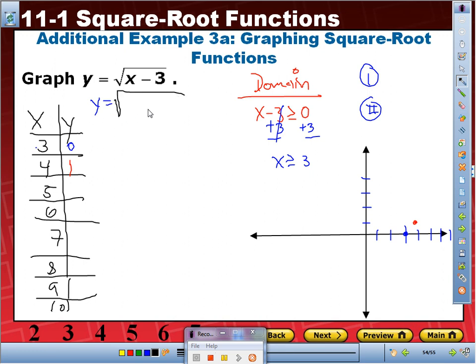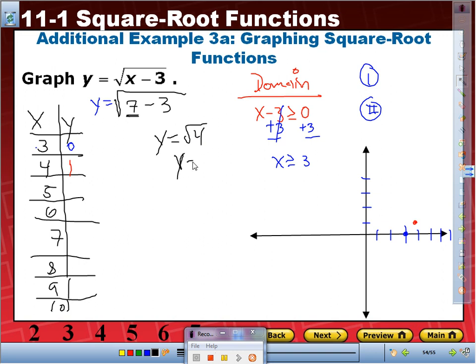Square root of blank minus 3. And think about it. What would be the next number that I substitute in here that gives me a perfect square number? Let's see. 5 gives me square root of 2. 6 gives me... Hold on. 6 gives me square root of 3. 7 gives me... What is square root of 4? 2. So the next number that you would like to substitute is 7. So 7 is square root of 4, which is y equals 2.